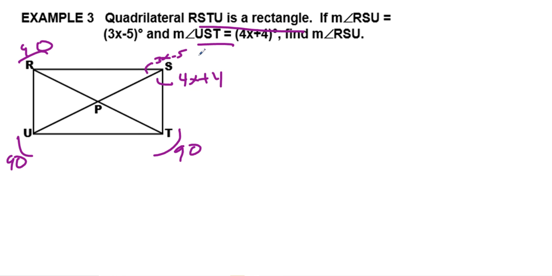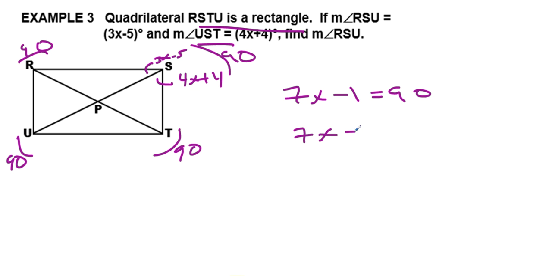So if all corners are 90 degrees, we have the angle addition property all the way back from unit 1. This plus this is equal to that. Well, I have 7 x's. I have a negative 1, and it's equal to 90. Add the 1, 7x is equal to 91. 7 goes into 91 a bunch of times, and that is 13, because 70 and 21. Alrighty, so that's going to be 13. And it's asking for this. So I got my algebra answer. Your algebra teacher is quite proud of you.